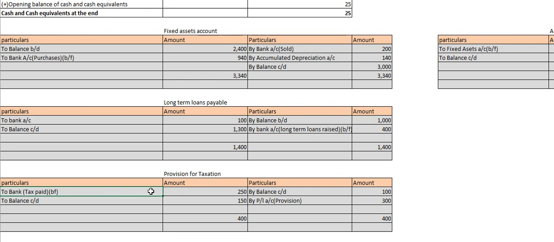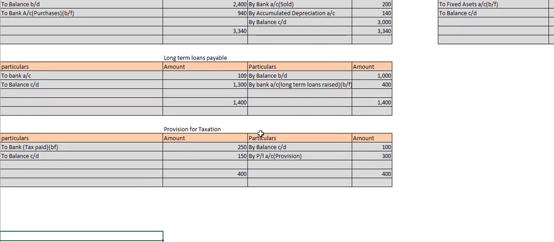Moving on to your next account, which is provision for taxation. By balance brought down, which is 100, and to balance carried down 150. Now if you see by profit and loss account, which is our provision for the year, shown in our profit and loss account in the question, which is 300. So the balancing figure is to bank account, which is 250, which we consider as tax paid.